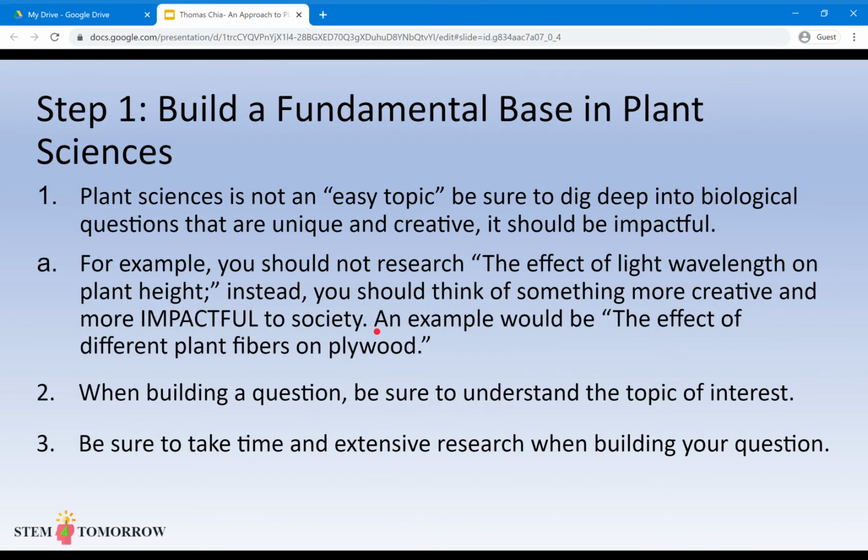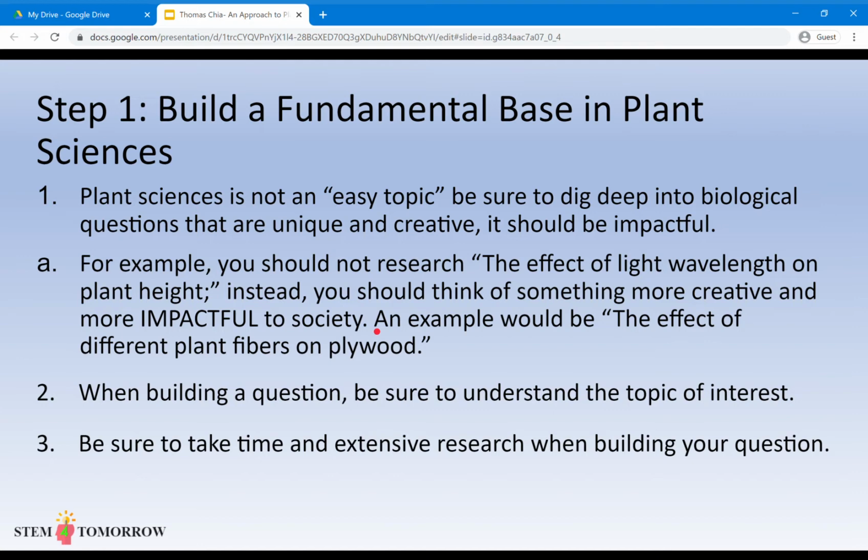So step one is to build a fundamental base in plant sciences. Plant sciences is not an easy topic, so you have to be sure to dig deep into biological questions that are unique and creative. Each question should be impactful to our society, meaning that the results of your experiment should have some substance that can have an impact on the world.